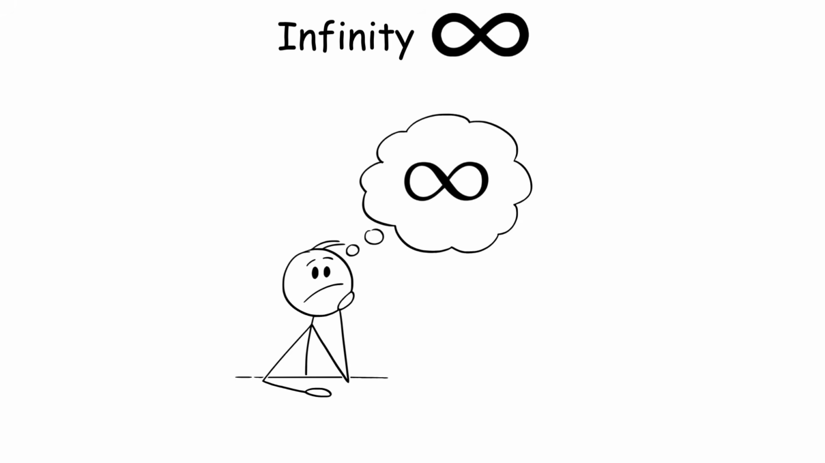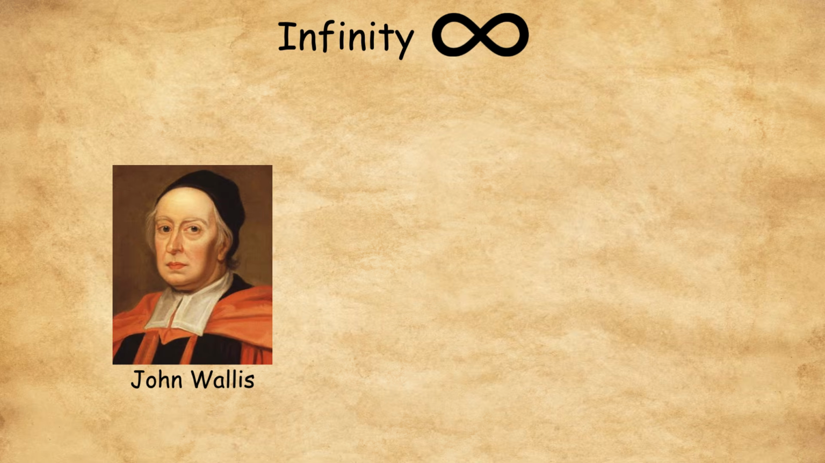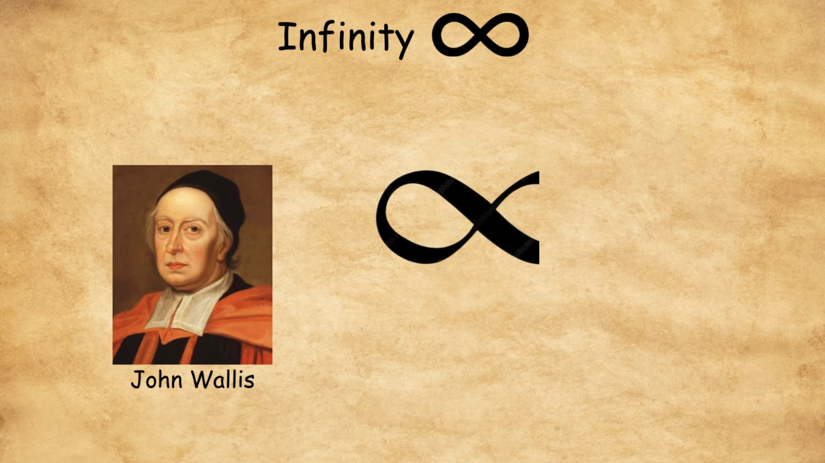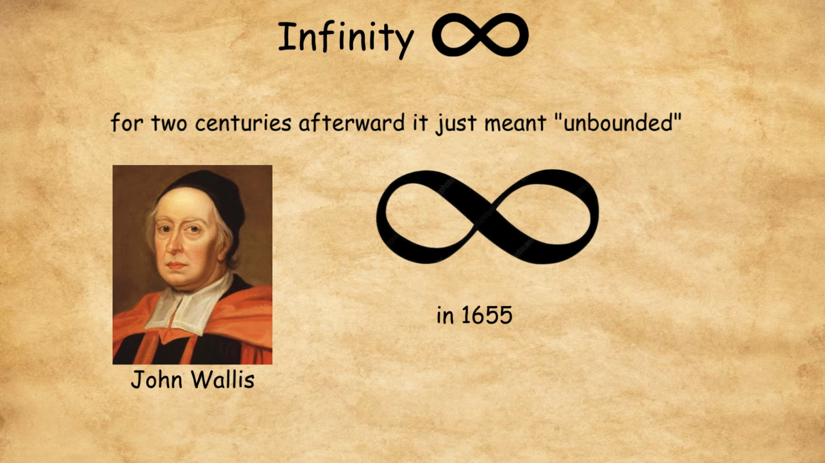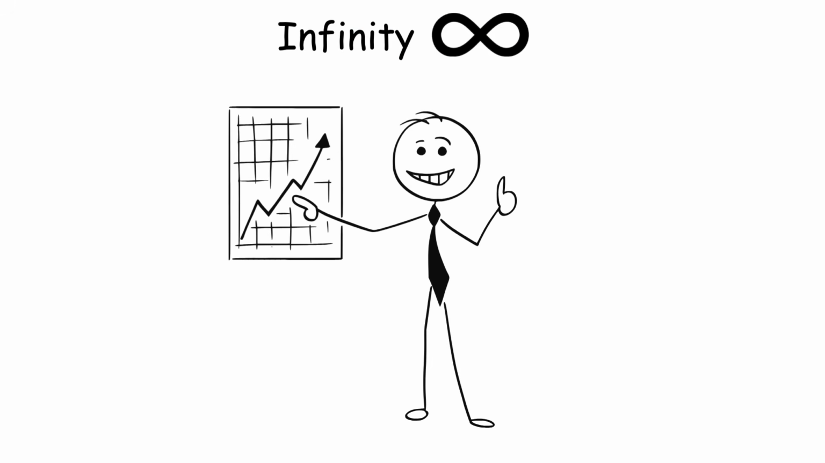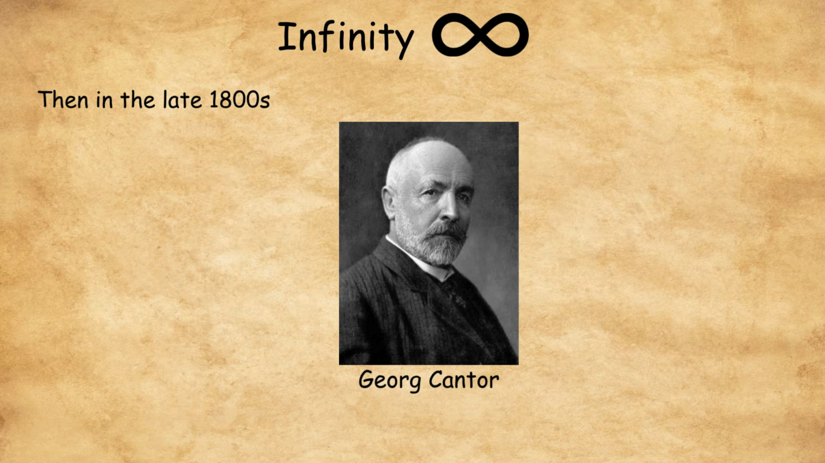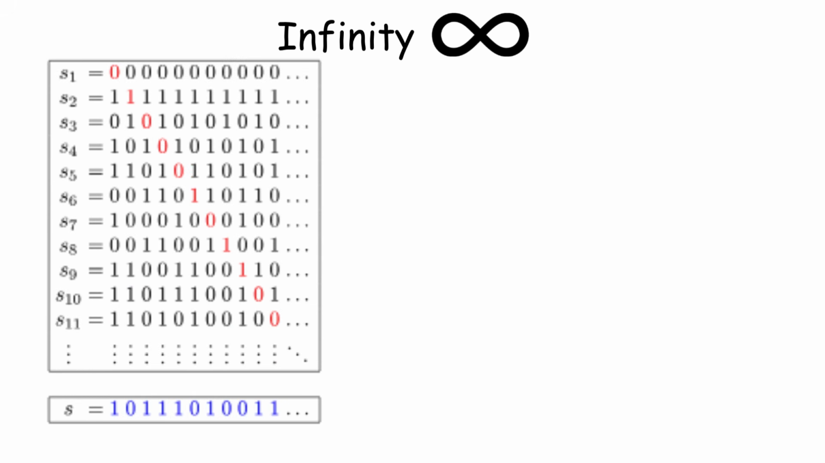Infinity. Everyone assumes infinity is simply the biggest thing there is. That's only half the story. There isn't just one infinity. John Wallis introduced the sideways 8 symbol in 1655, and for two centuries afterward it just meant unbounded, a quantity that keeps growing forever. Then, in the late 1800s, Georg Cantor proved something that unsettled much of the mathematical world at the time. Infinite sets could be compared, and some infinities are provably larger than others.